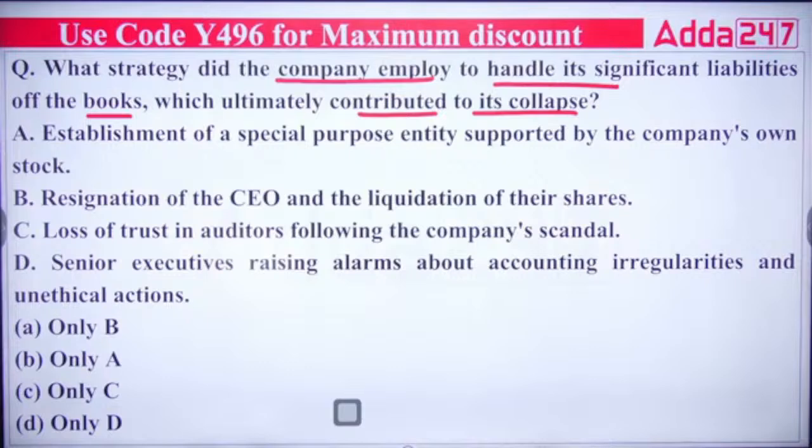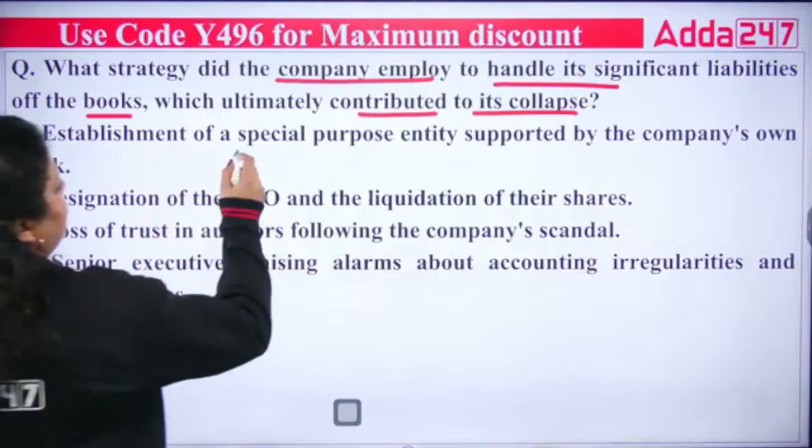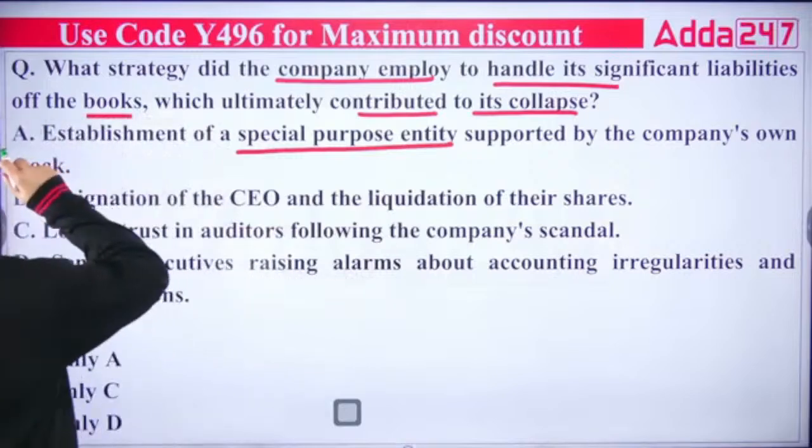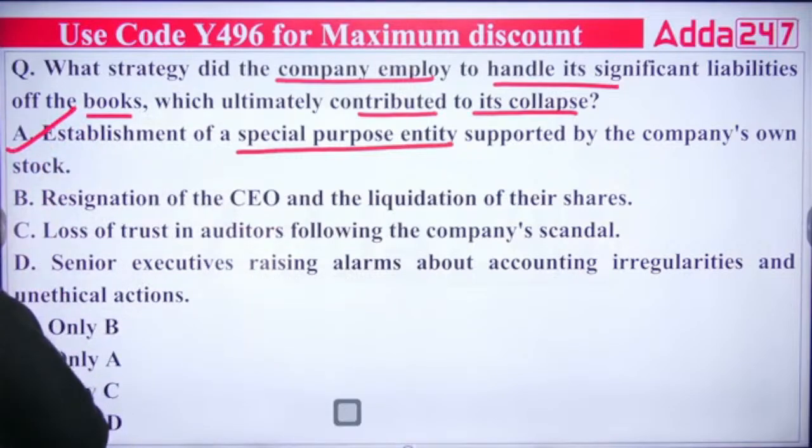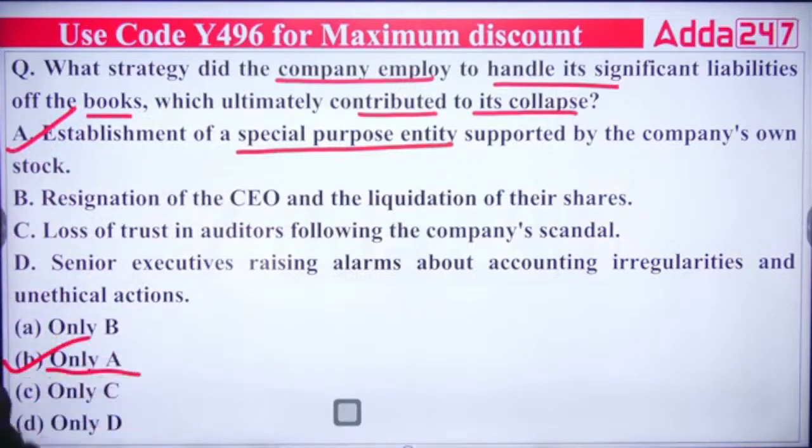So actually, what does the company have to do? If the company has to use a method for managing its substantial liability outside of its official financial record, it will involve the creation of a special purpose vehicle. A special purpose entity should be supported. So the right answer is A. Only A is correct.